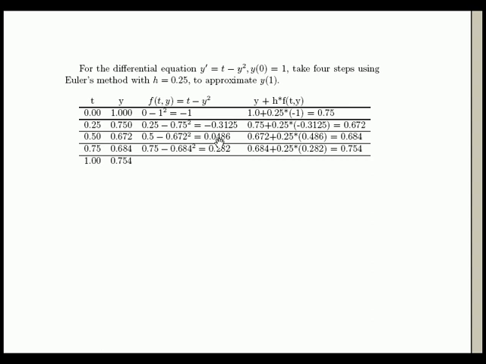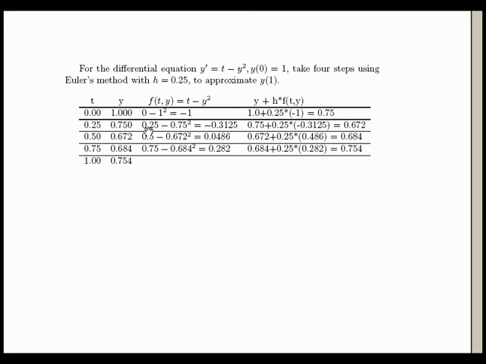Then we look down again, and now t is 0.5, y is 0.672, and t minus y squared is 0.0486, which is barely positive. So now it's going to start going up just a little bit, and it goes up to 0.684. Take one more step. Now the slope is a little more positive, 0.282, and it goes up to 0.754, which is to 2 significant digits, the same thing that DE Tools told us.